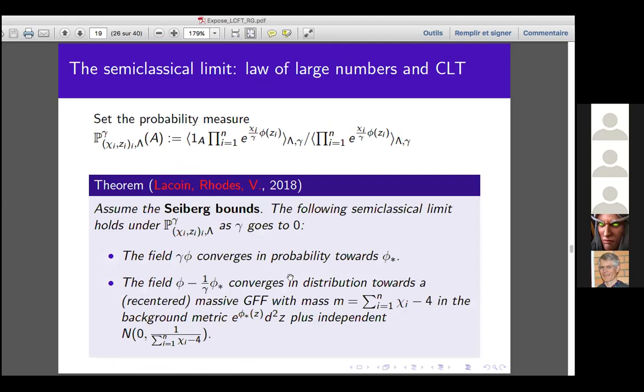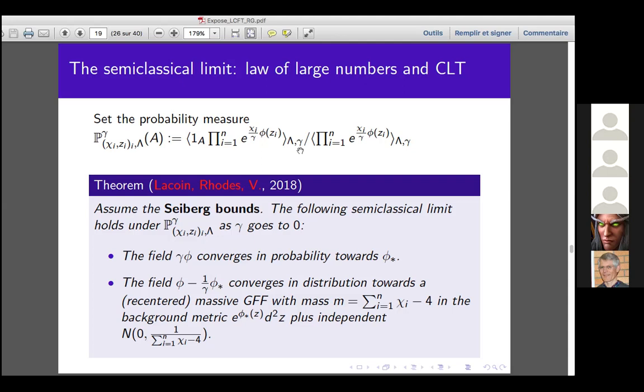So here's a clean statement. Now what I do is I define my probability measure. It's nothing but what I defined on the previous slide. So I look at a function of the field, and I reweight by the product of the exponential, and I divide by the product of the exponential, the correlation function. So I get a good probability measure.